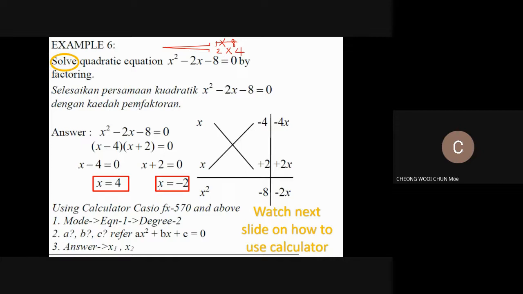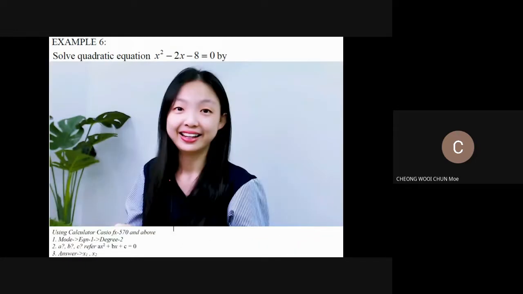Okay, so they are using the calculator method to check the answer also can. Okay, so let's watch the next slide on how to use the calculator.